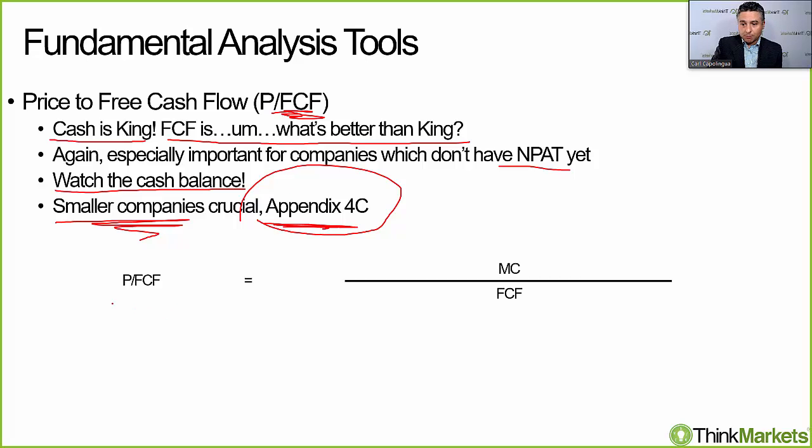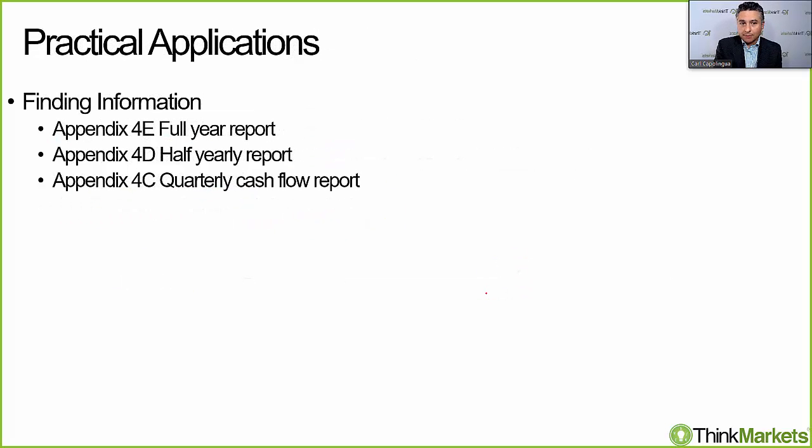Okay, how do we calculate price to free cash flow? Pretty simple. It's market capitalization divided by the free cash flow, and I'll show you where to get that information in a second. Nice little segue. This next slide, how do we find the information? Well, we need to find these things.